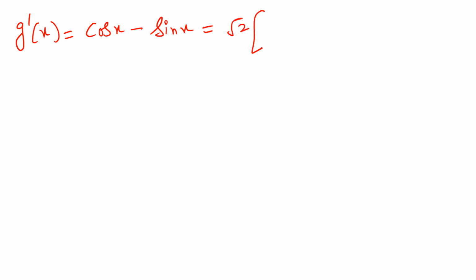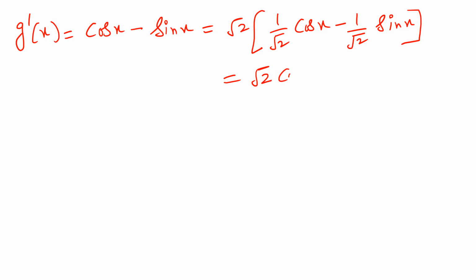Now students, we have g dash x equal to cos x minus sin x. Just multiply and divide it by root 2. So you will be getting root 2 into 1 upon root 2 into cos x minus 1 upon root 2 into sin x. And this can be further written as root 2 into cos of x plus pi by 4.